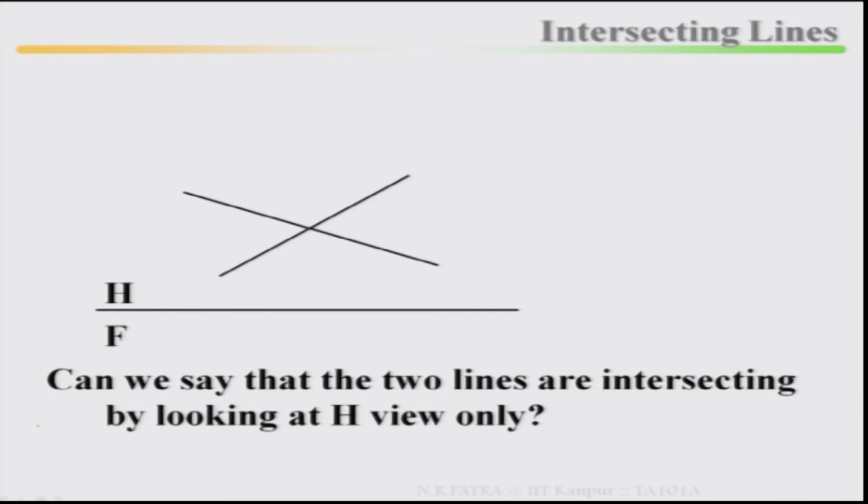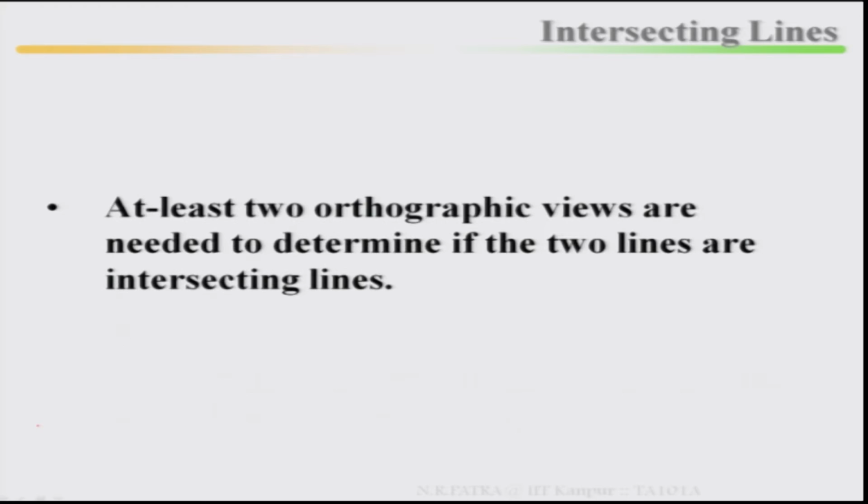Can you say that the two lines are intersecting by looking at the horizontal view only? Either yes or no, we cannot say. At least two orthographic views are needed, not a single orthographic view. We cannot say that two lines are intersecting with each other from one view. At least two orthographic views are needed to determine if two lines are intersecting.